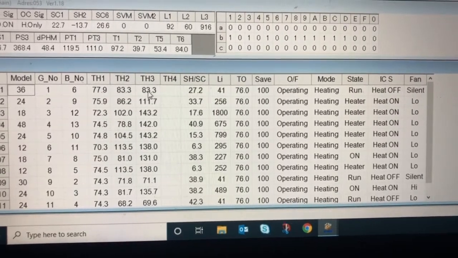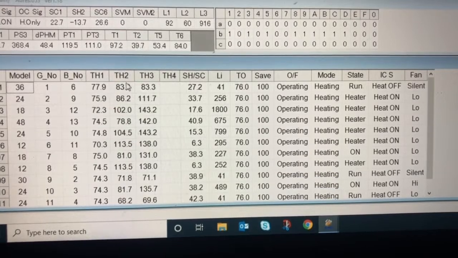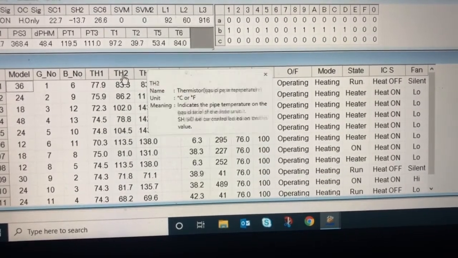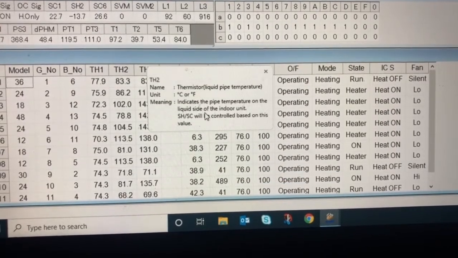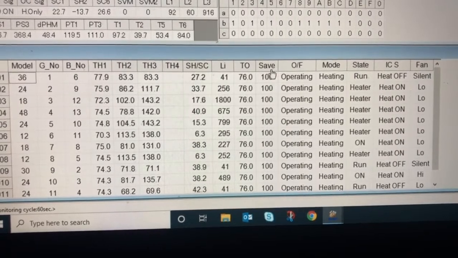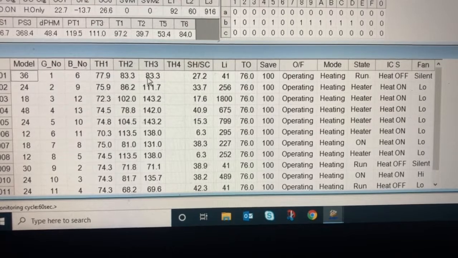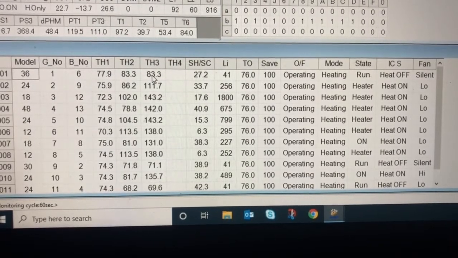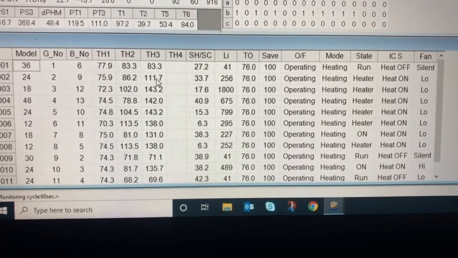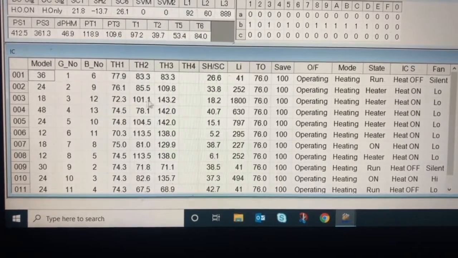This one right here is satisfied and it's off, so that pipe is equalized. You see TH2 and TH3 are the same. TH2 indicates the pipe temperature on the liquid side. So close that back out. This is the liquid, this is the suction. Of course it's equalized if the unit's off, but in this particular case the liquid line is 86 and the suction gas is 111. Going down to the next one, you will see that difference.